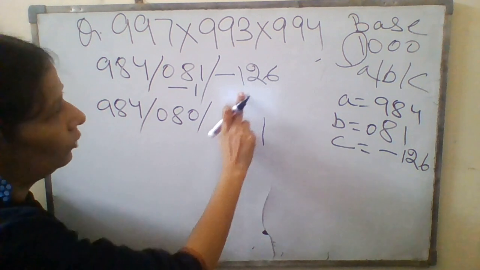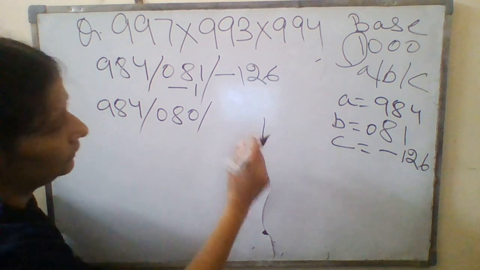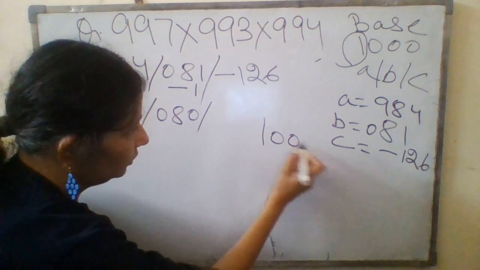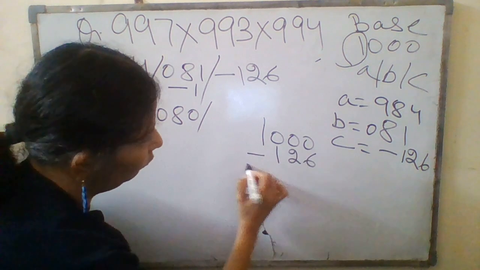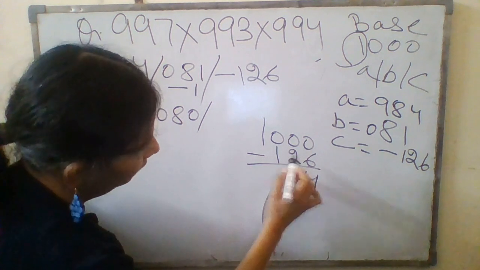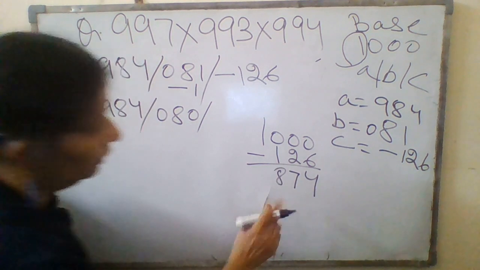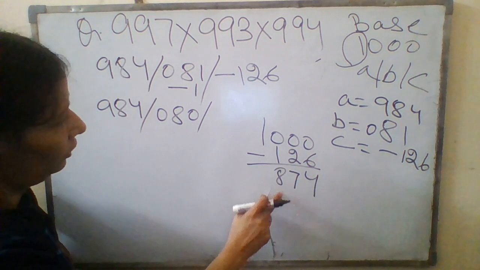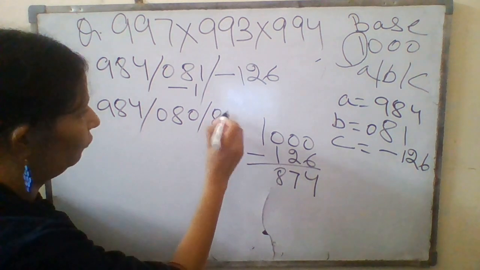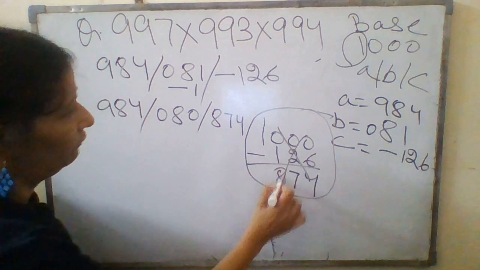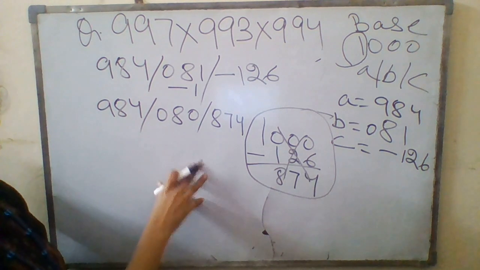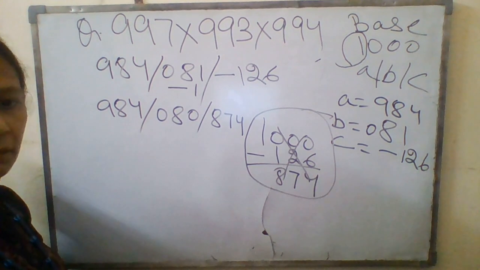Now you see how many digits these are? 3 digits. So I will write down 3 zeros here and I will subtract this. So what will I get here? I got 874, and this 874 I will write down here. This is my rough work. So this is what I have got.